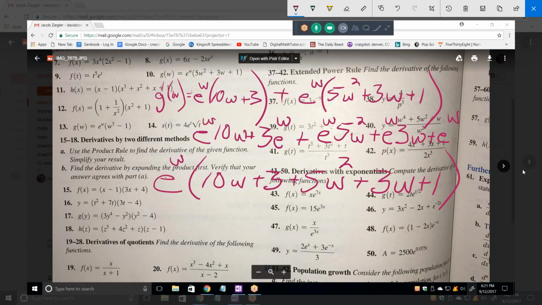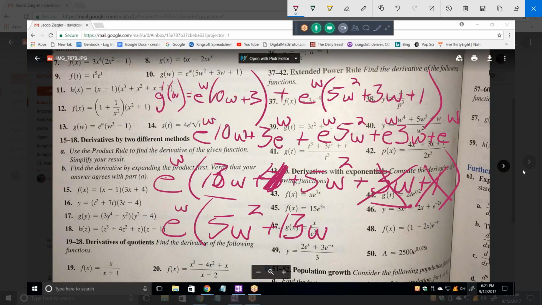Now I can combine the 10w and the 3w. That's 13w. That's my simplification. I can also combine the 3 and the 1, making it 4. Cool. And that's it. So my final answer would be significantly simpler. I'll put the 5w squared first, and then 13w plus 4. So there would be my final answer.